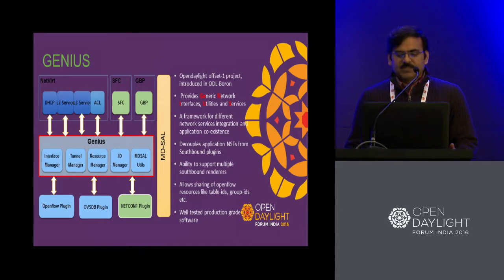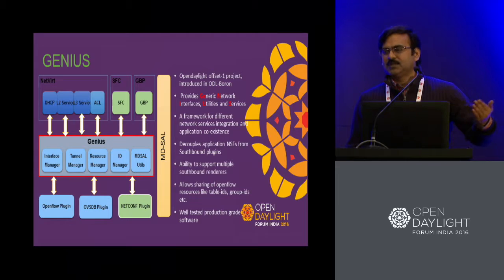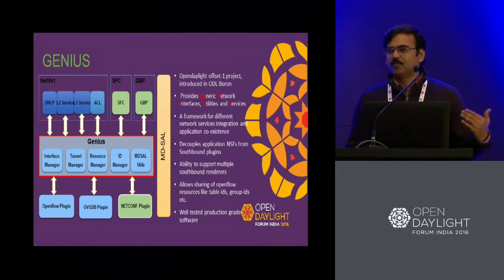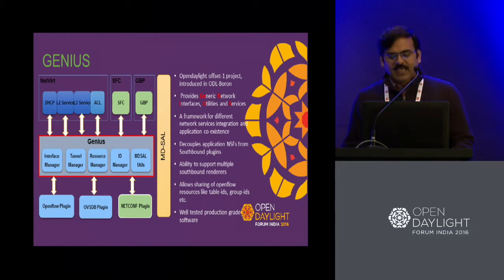Then, since it's a new project, introduced in the last Boron cycle, but this is not a new code base as such, because most of these components are coming from our parent project, that is VPN service, and there we were using these modules. When we got to know the discussions around application coexistence, we noticed that our VPN service project already has these components that can greatly help in application coexistence, and that's how this Genius project came into being.